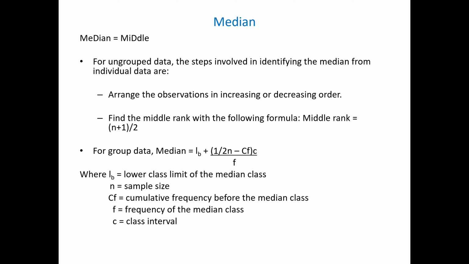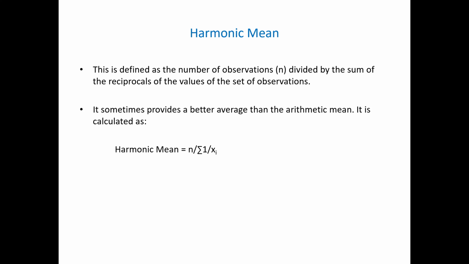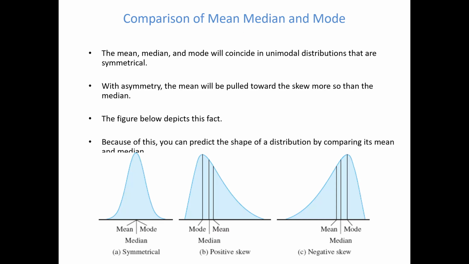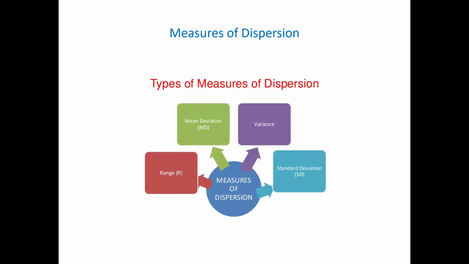So for grouped data, it gives you this type of headache. This formula, don't bother yourself. So let's just move on. Geometric mean, just leave that one. Let's move. This is an example. We have talked about measures of central tendency, location.